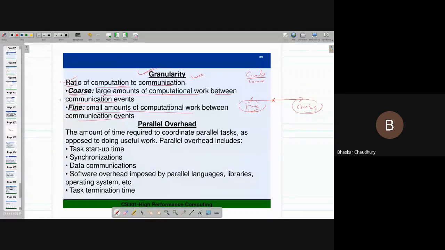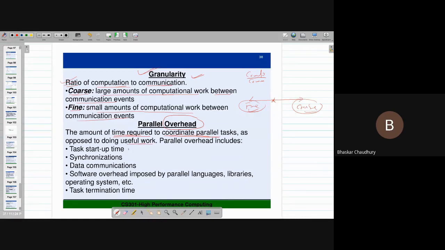Okay, now let's talk about the overhead, which we have already discussed. What kind of overheads are we talking about? The overhead is basically the time required to coordinate parallel tasks, which is not at all present in your serial algorithm. This time just goes for coordination purposes; you are not really doing actual useful work.